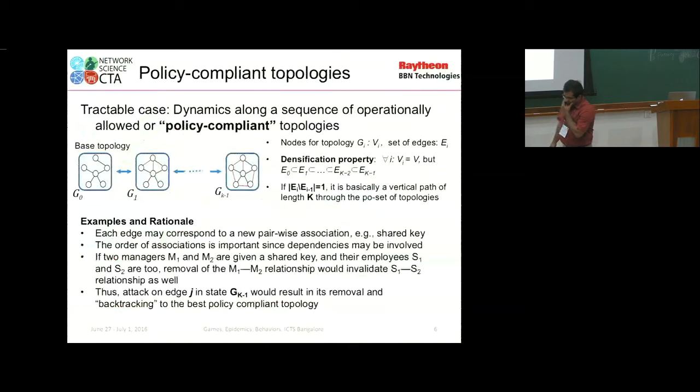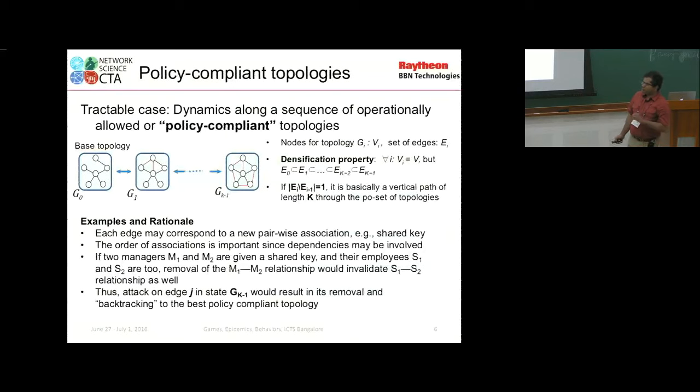And the tractable use case that we are interested in, which seems to have some applicability, is this notion of policy-compliant topologies. Policy-compliant topologies is essentially a densifying sequence of topologies. So you start with G0, and then G1 is G0 union some set of edges on top of G0. And G2 is G1 union some new set of edges on top of G1, et cetera.